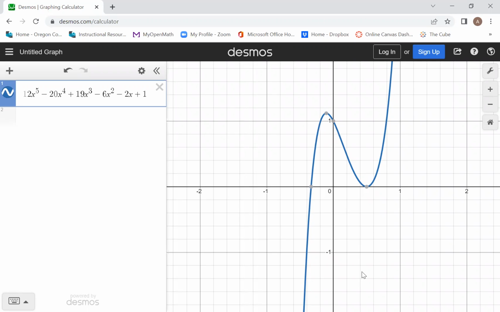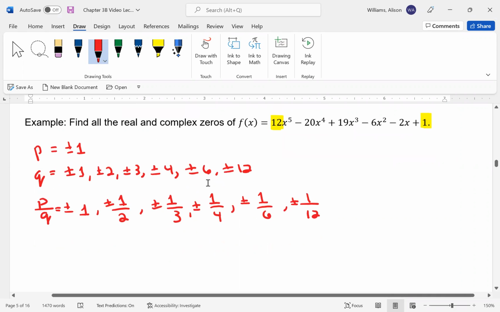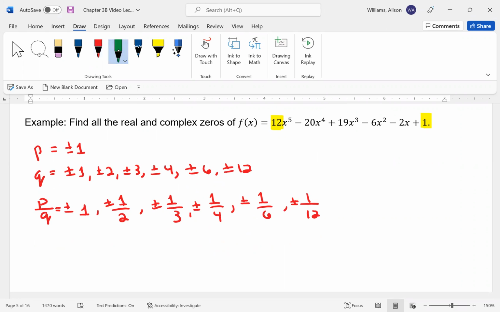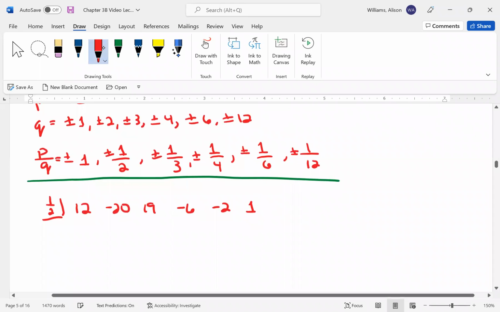Let me go ahead and go back, and I will use synthetic division then to find those two that I feel like are pretty obvious on the graph. And then we'll see what's left if we are able to do anything else with it. Okay, so first of all, the fact that it hit 1/2, it looked like it had a multiplicity, by the way, of 2. So I'm going to try 1/2 twice. Let me go ahead and set up the synthetic division. So 12, negative 20, 19, negative 6, negative 2, and 1. Okay, so drop in the first one.